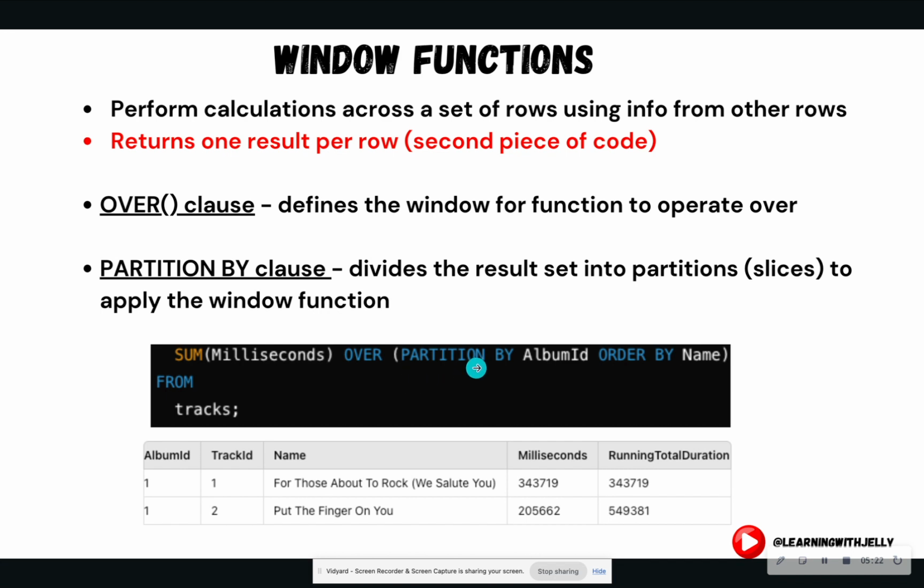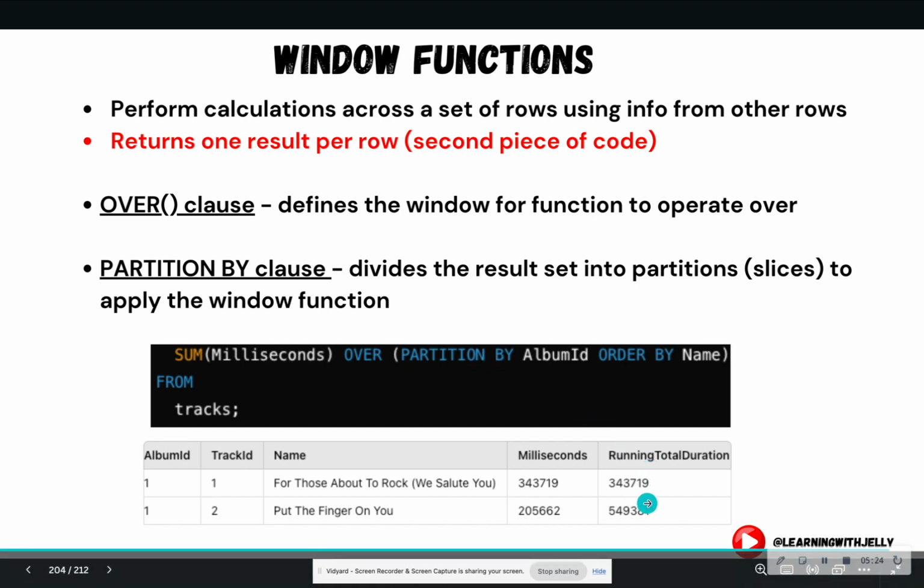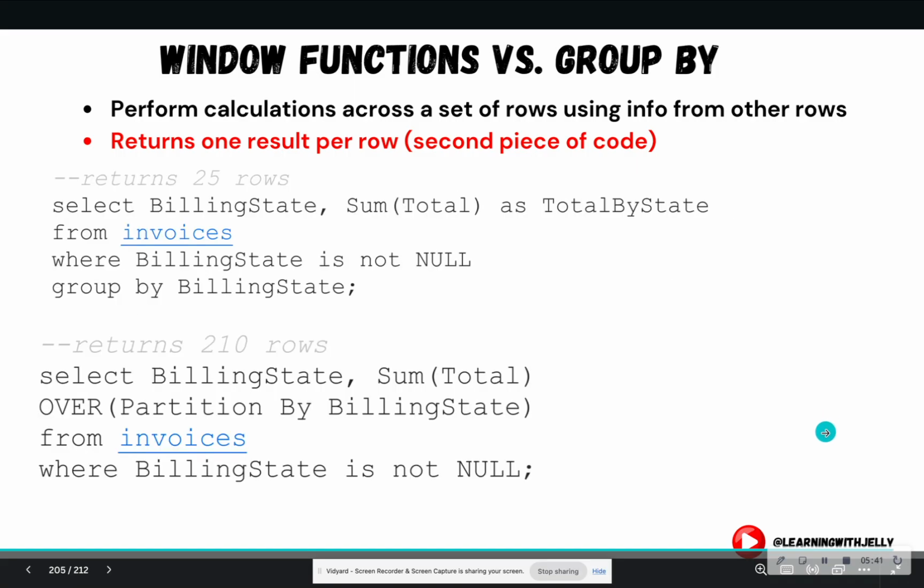Now, the partition is going to know what you want to partition by, basically, what you kind of want to slice or group by, which in this case is the album ID. And we're ordering by name. And so we want the first one, the first track of an album, to be the one that has alphabetical order in this case. So now let's look at two different queries and look at it against a group by.